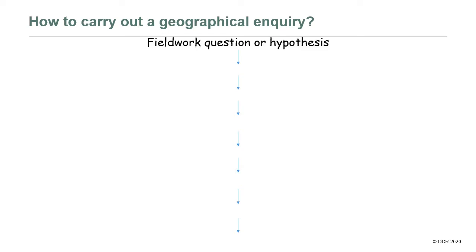So firstly, you must come up with a fieldwork question or a hypothesis. So this question is something that you want to find out, or the hypothesis is a prediction of what you think you will find that you will either prove right or wrong. You'll then, using your question, think about how you're going to collect the data and what your methods will be. For example, there are primary methods and secondary methods. Primary data is data that you collect yourself, whereas secondary data is data that's collected by somebody else that's useful to your investigation that you'll use.